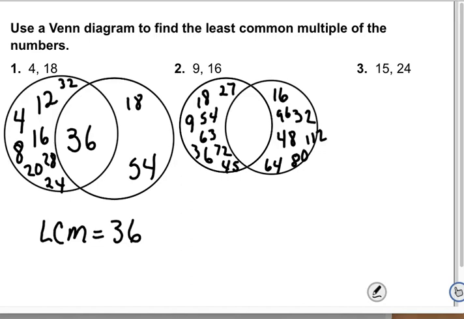Is this a method that you like? No. No, because we haven't found it yet and we're still having to multiply. And we would have to keep going until we found the first multiple that they share. Not a method that I want to use. Would you like to learn a different way? Yes. Me too. So I'm going to move forward.